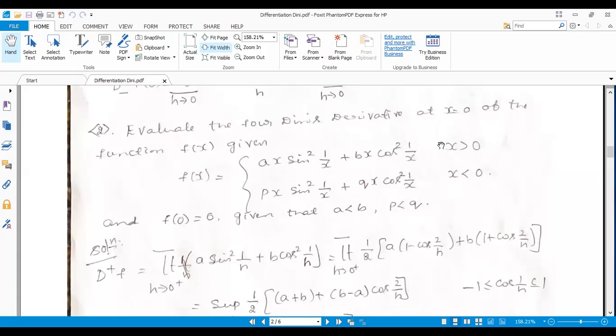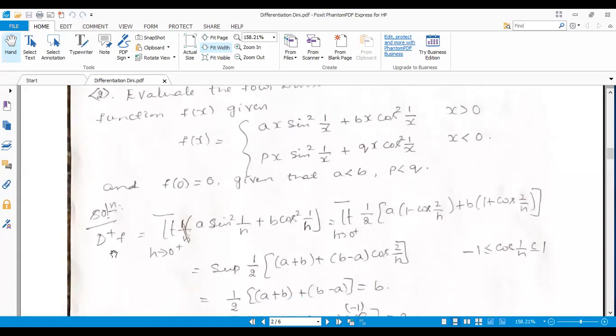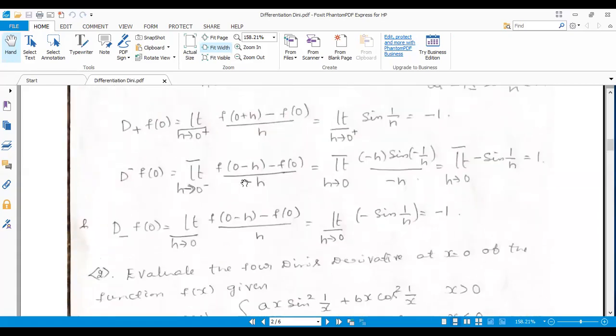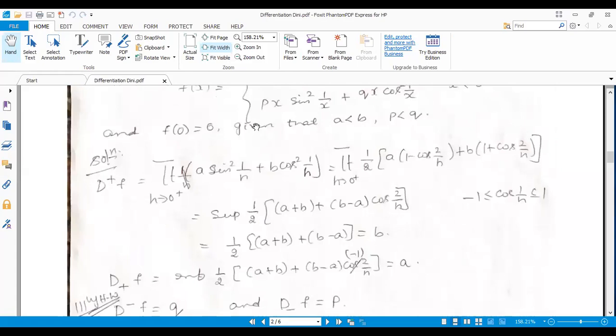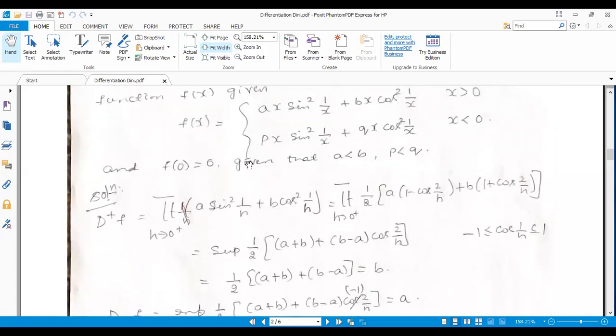First, we take x greater than 0. D+ f(0) means the limit as h tends to 0 plus. You know the definition of D+ f(0) is this one, and you can apply it in exactly a similar way. Here, in place of x, we put h: a sin²(1/h) plus b cos²(1/h). And h cancels between denominator and numerator, because x is a common factor. Taking x as a common factor gives h here, which also cancels. Then the remaining is this one only.